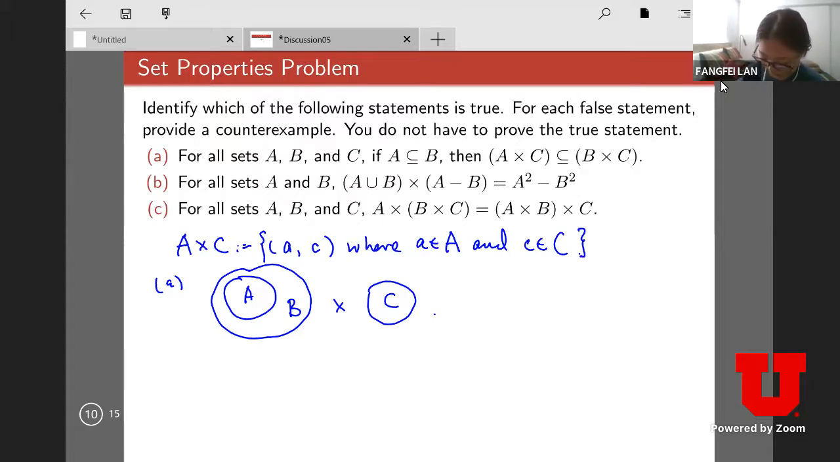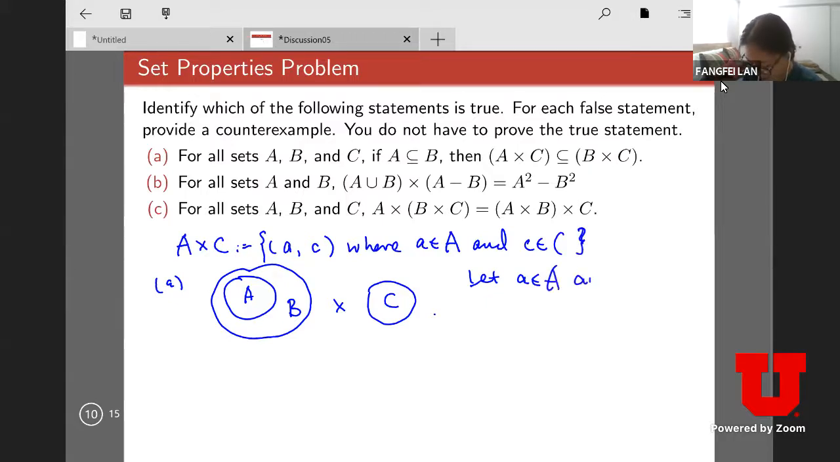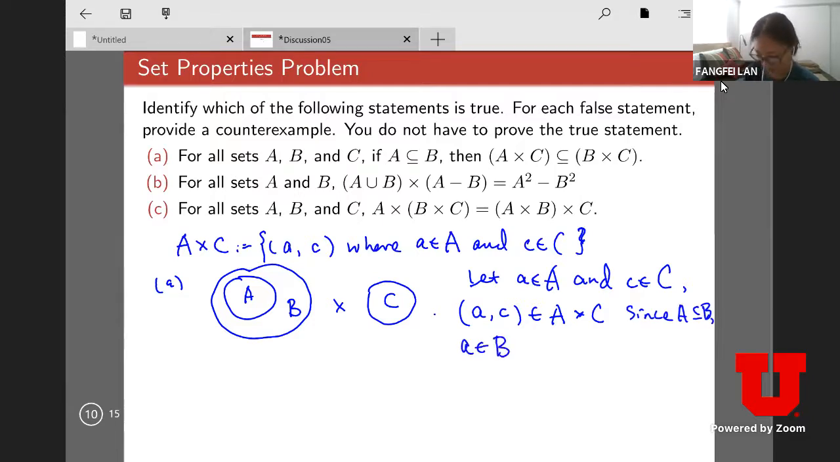So if you want to prove it, it's going to be like, let a be in A and c be in C, then (a, c) is in A cross C, right? And since A is a subset of B, as stated in the problem statement, a is also in B.